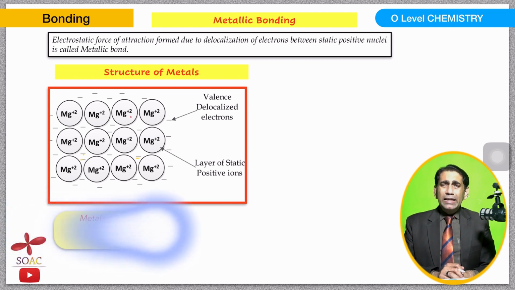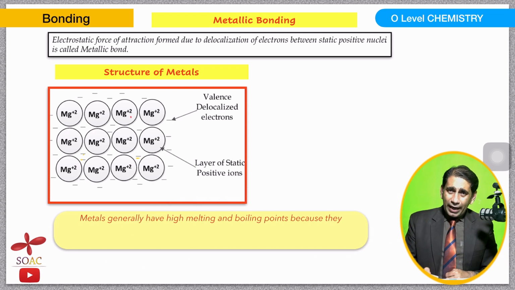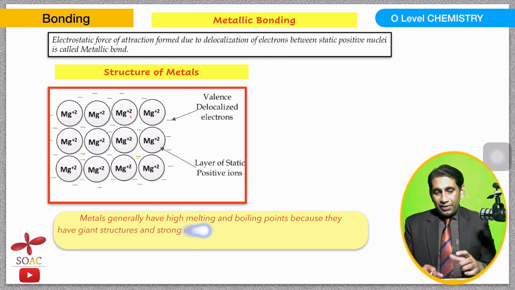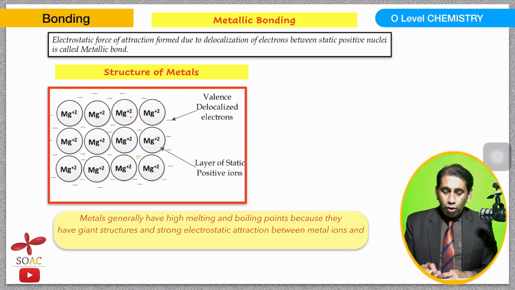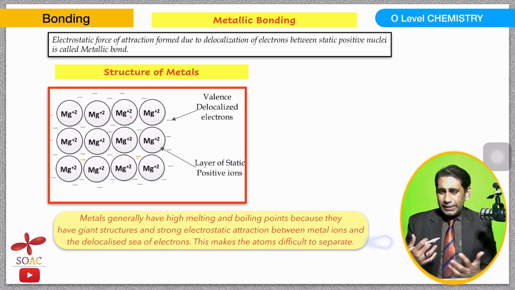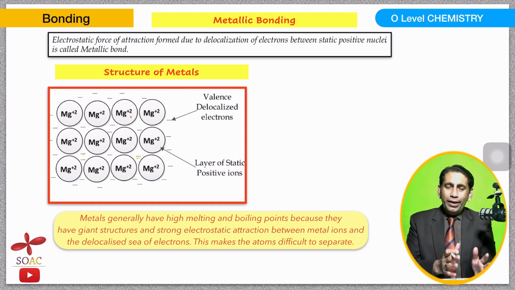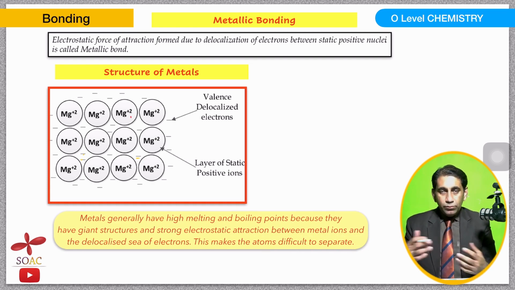Metals also have high melting and high boiling points. Why do they have high melting and high boiling points? Because they have a giant structure, a giant metallic lattice, and they have strong metallic bonds, strong forces of attraction. So once again, the reason is basically giant structure and strong bonding. Where there are giant structures and strong bonding, there are generally high melting and high boiling points.